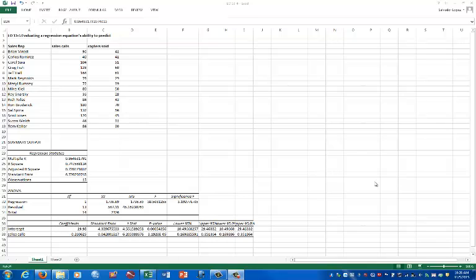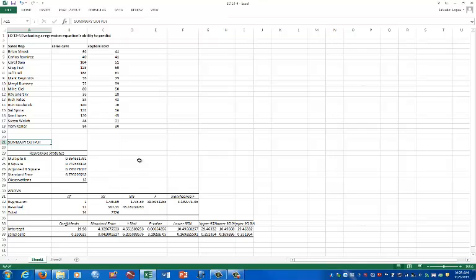In section 5 of chapter 13, evaluating a regression equation's ability to predict is discussed. To evaluate a regression equation's ability to predict, we need to look at the Excel output, which is the same output that was shown in the previous section.